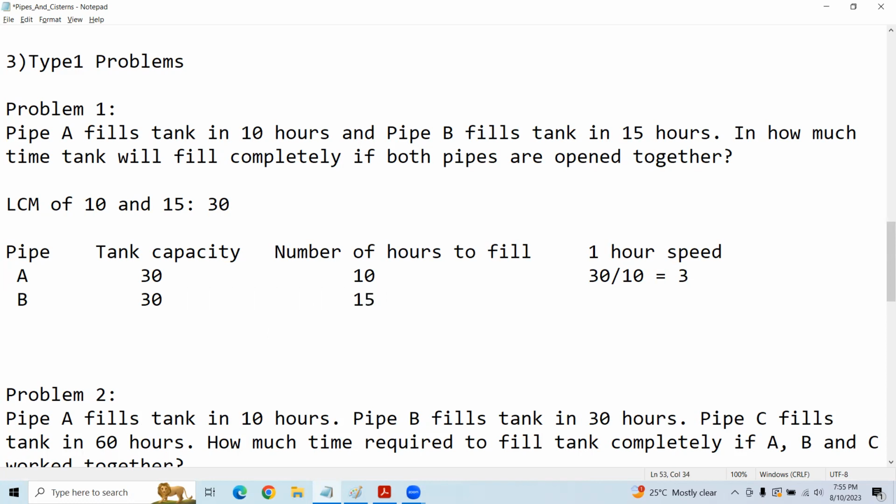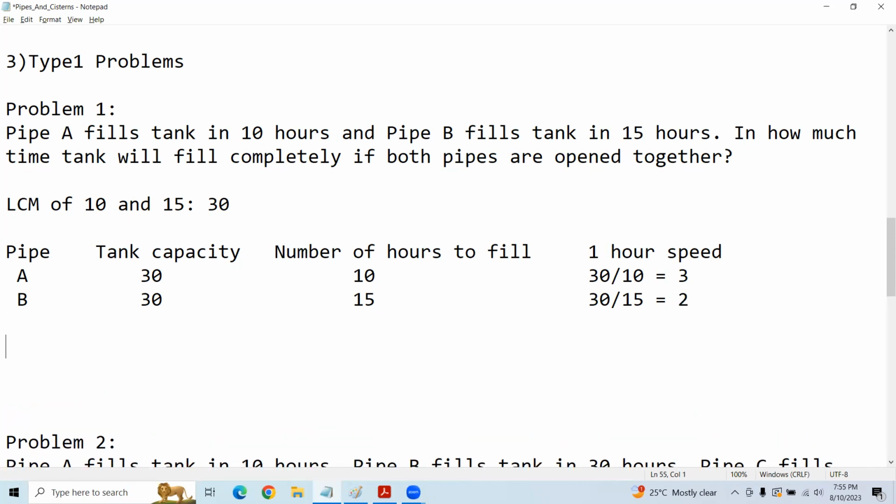B is filling the tank in 15 hours. So 30 liters in 15 hours. What is the speed of 1 hour? 30 divided by 15. Sometimes they might give you the time in minutes, so you might need to write the 1 minute speed. Right now they have given it in hours, so we are writing the 1 hour speed. So 30 divided by 15 becomes 2.